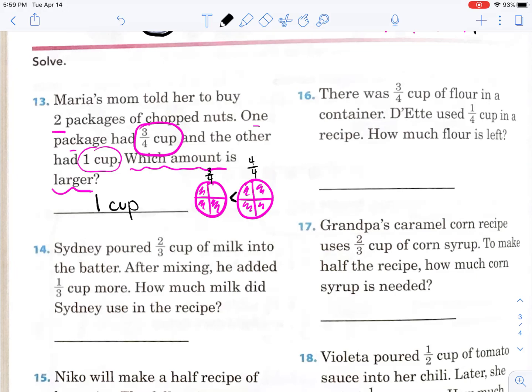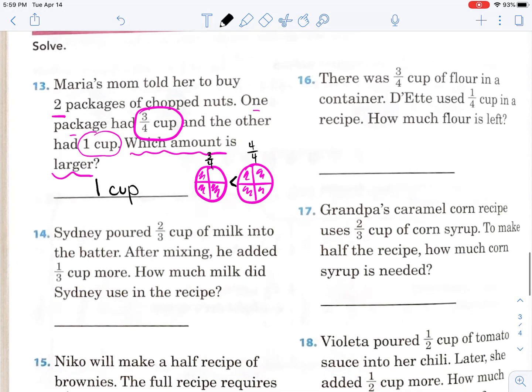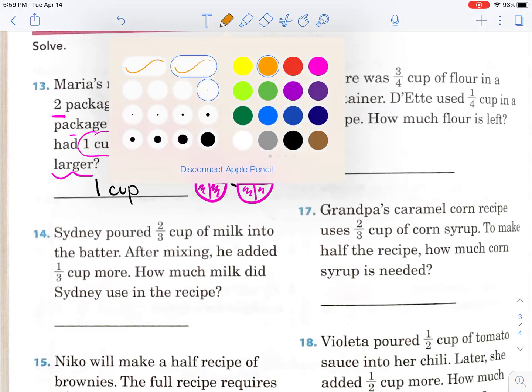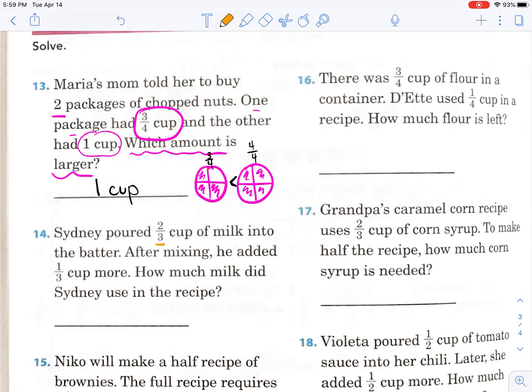Okay, number 14. Sydney poured 2/3 cup of milk into the batter. After mixing, he added, ooh, key word there, he added 1/3 cup more. How much milk did Sydney use in the recipe? I don't even have to draw a picture. They want us to add the fractions. How do we add fractions? Remember, adding fractions is so fun.